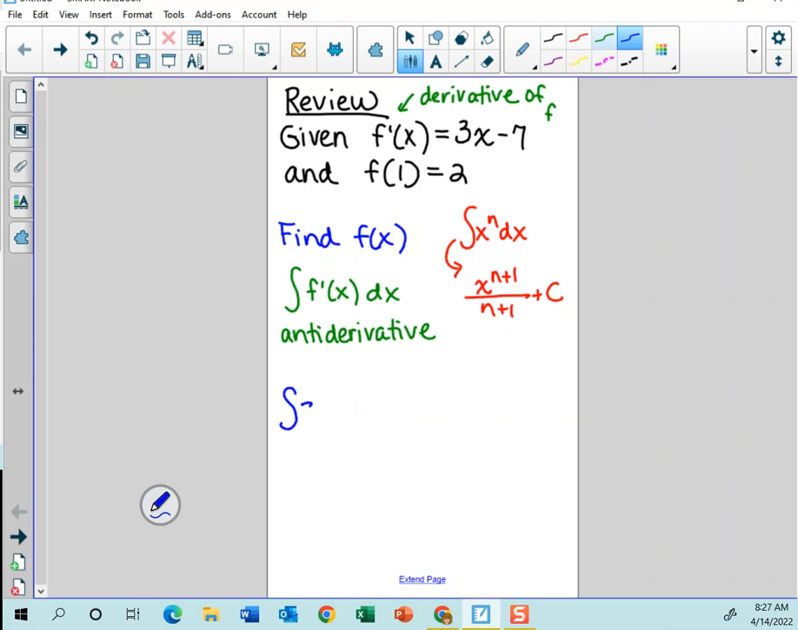Well, when I take the antiderivative of 3x minus 7 dx, I get 3x squared over 2. Okay, so because x is x to the first power, so you add 1. A regular constant like 7 becomes 7x. And then we have the additional constant. So that's step 1. Here's my antiderivative.